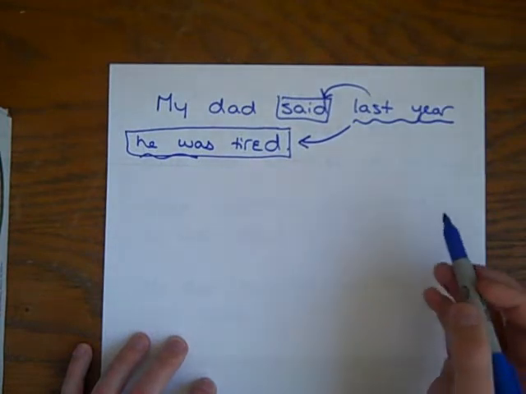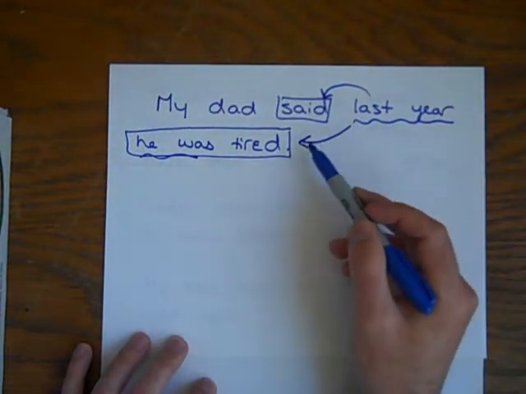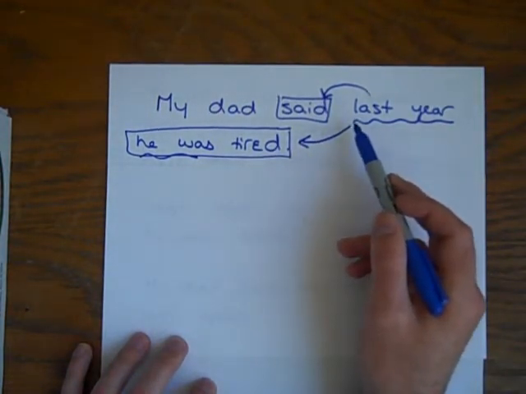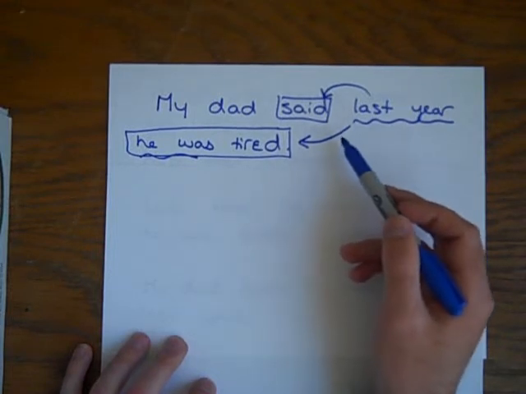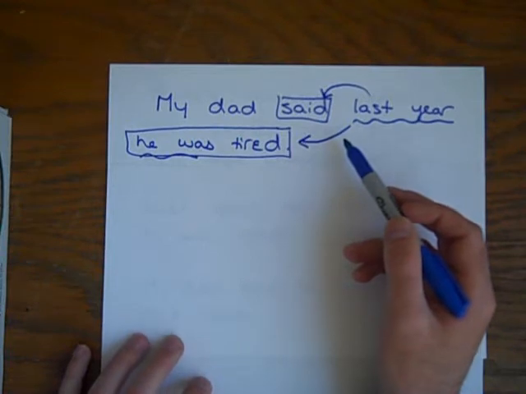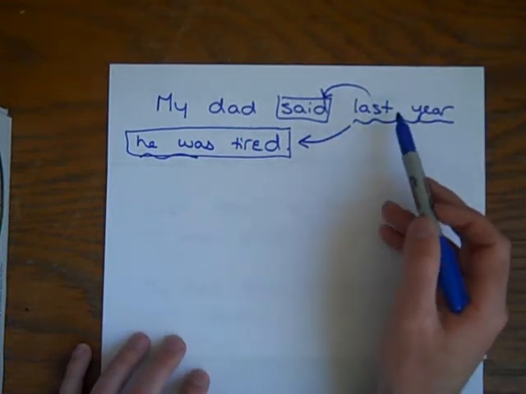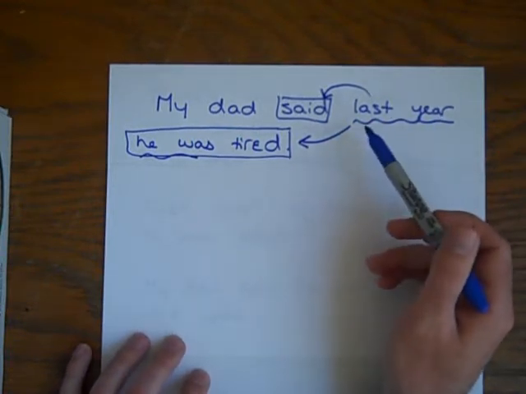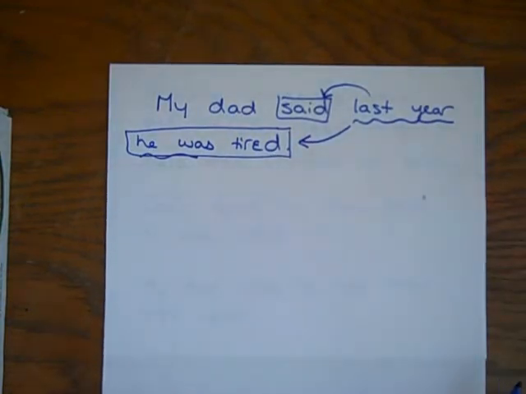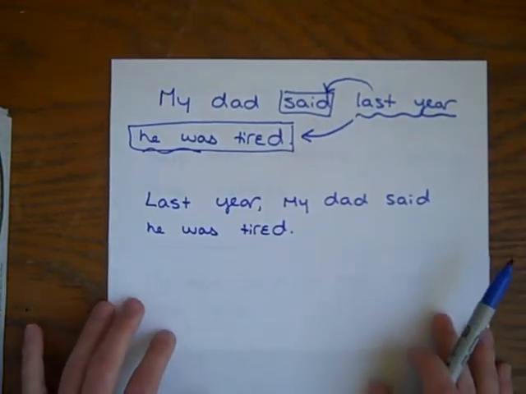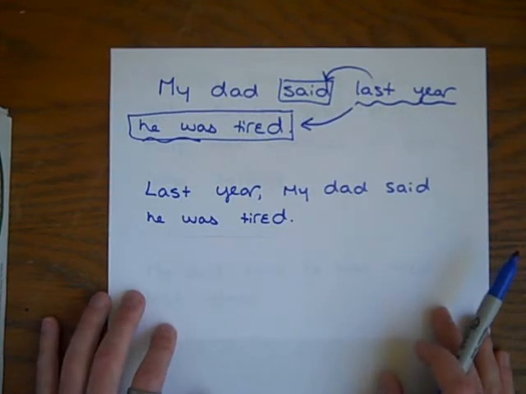And so even though it's next to the thing that it's going to modify, the fact is it's between two potential things that it could modify. And so the meaning of the sentence is ambiguous. To fix this, you want to move the modifier out from between the two things that it could modify. Let's look at an example of this sentence. Last year, my dad said he was tired.